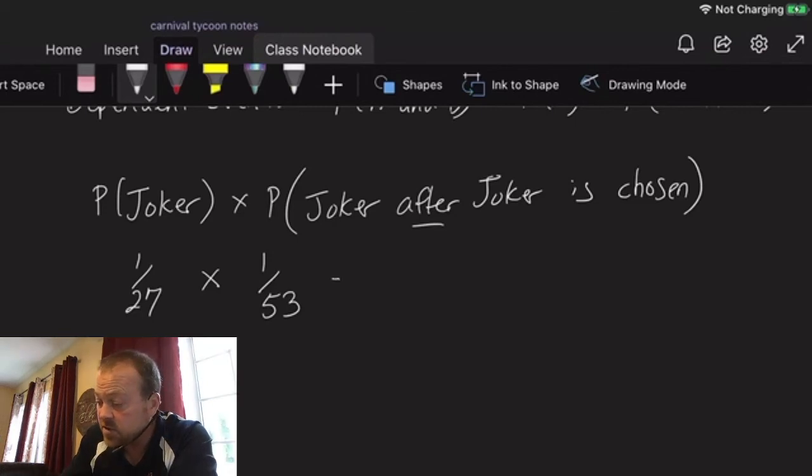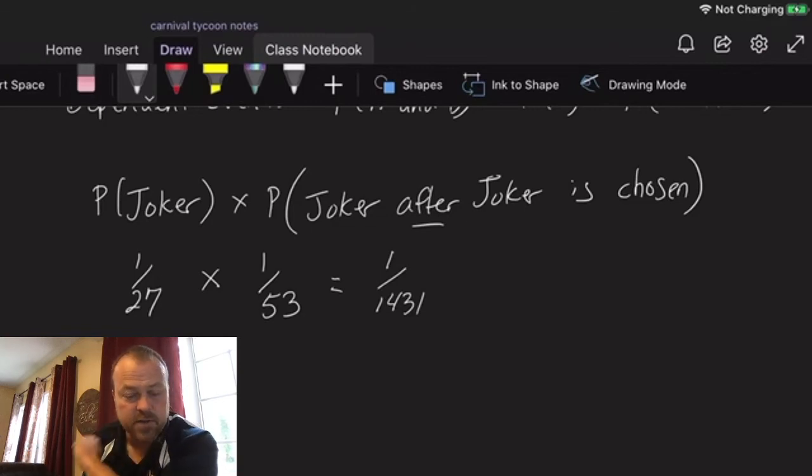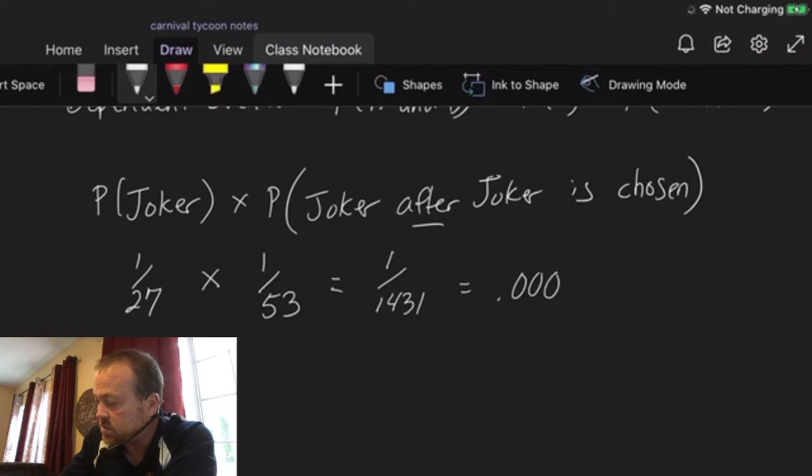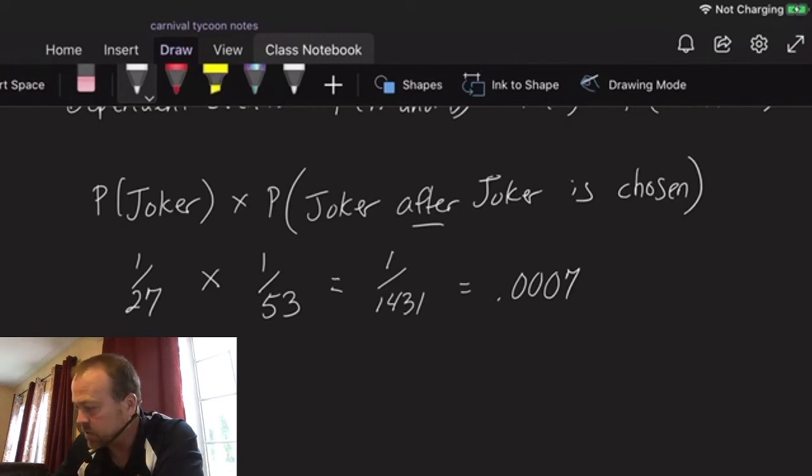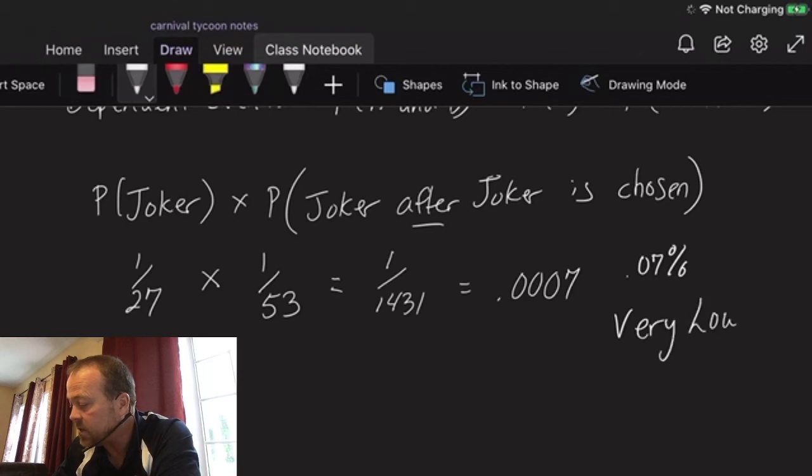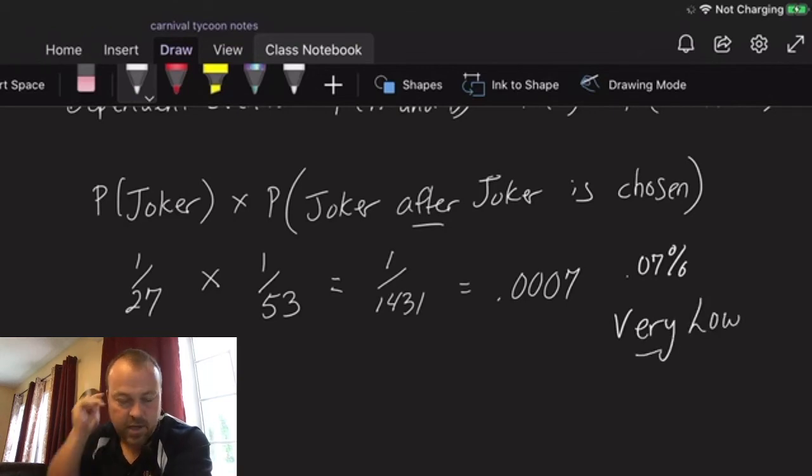So we multiply those two together, and we get a really big fraction. 1 out of 1,431 chance of picking a joker and then picking the other joker out of the same deck without replacing the original joker. And that equals out to 0.0007, or 0.07%. I would say that's very low, wouldn't you? And I think that's just basic logical reasoning that is very, very low.